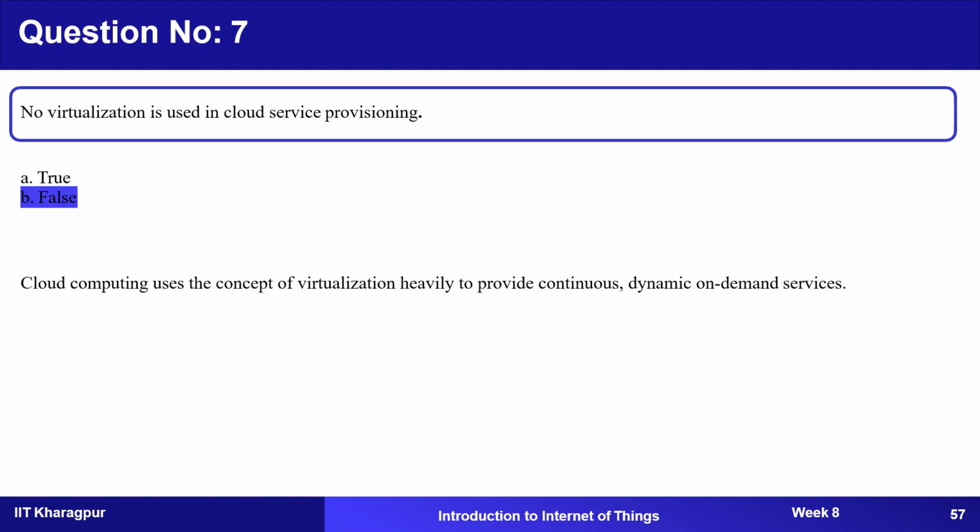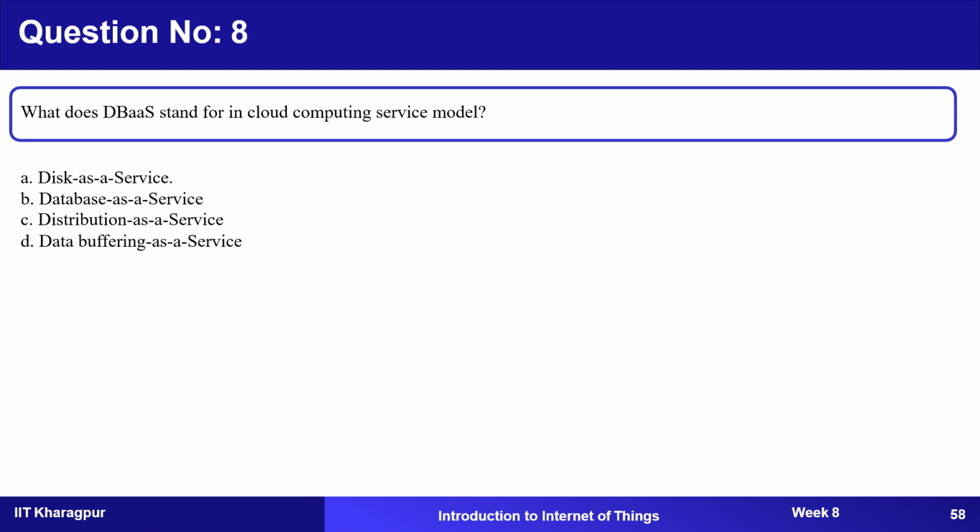Now next question is, what does DBaaS stand for in cloud computing service model? Options are disk as a service, database as a service, distribution as a service, data buffering as a service.